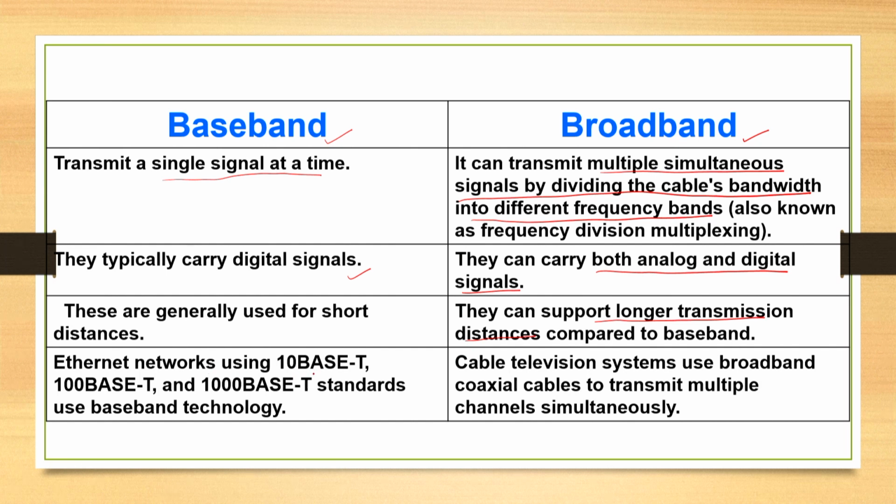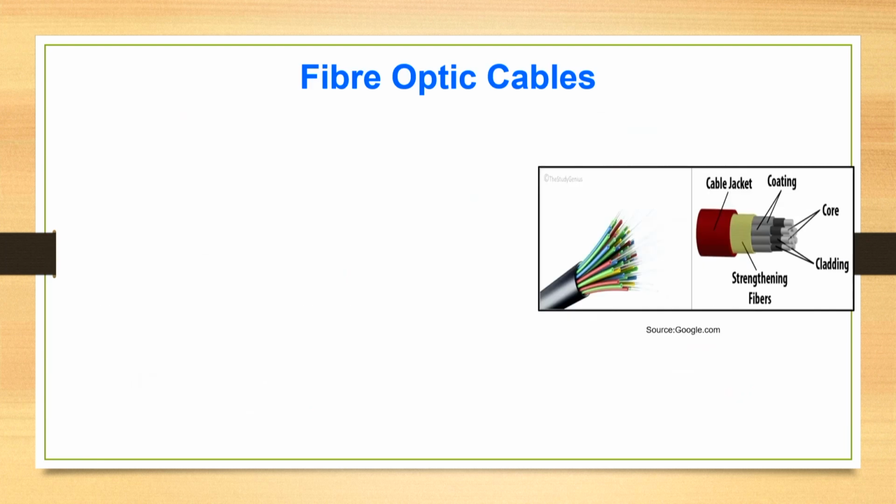Ethernet networks using 10BASE-T, 100BASE-T and 1000BASE-T standards use baseband technology, whereas cable television systems use broadband coaxial cables to transmit multiple channels simultaneously. So, this is all about the coaxial cable.